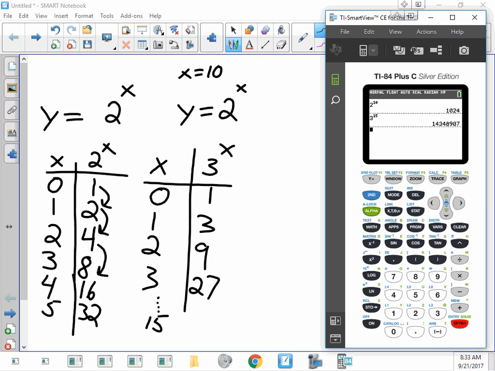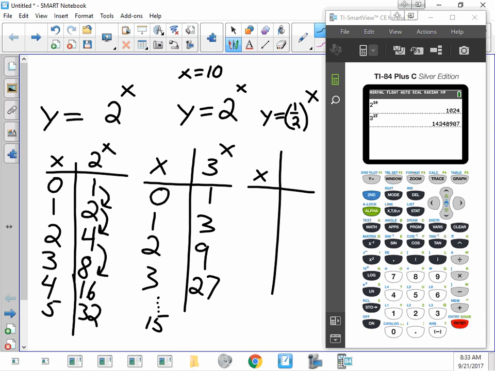So what if I had a third exponential equation, and it was y equals 1/2 to the x? So if I have x and 1/2 to the x, what happens when I plug in 0? I get 1. What happens when I plug in 2? That would be 1/2 times 1/2, which would be 1 times 1 on the top, and 2 times 2 on the bottom, so 1/4. Do you guys get that? You multiply the numerators together, and you multiply the denominators together.